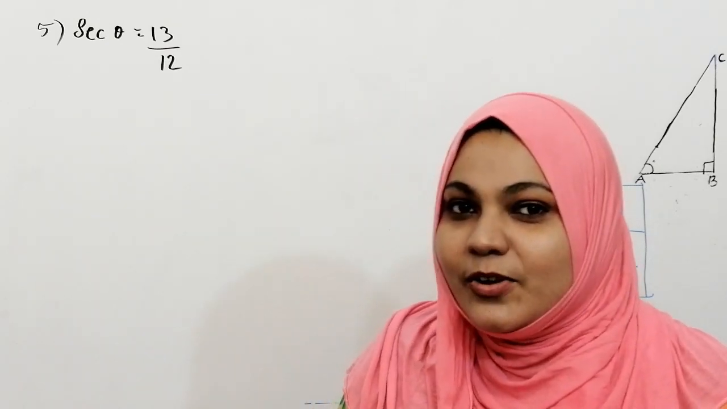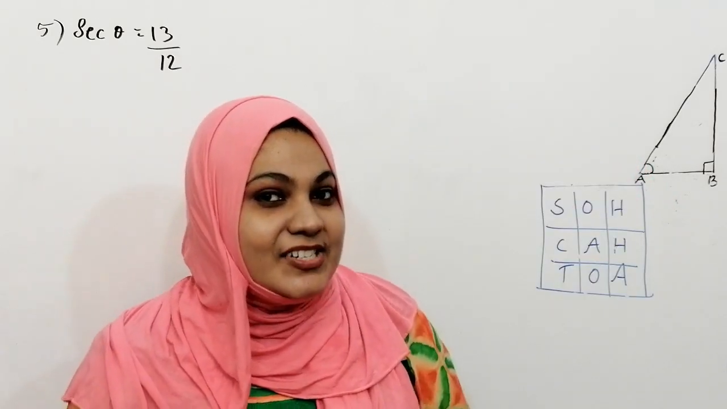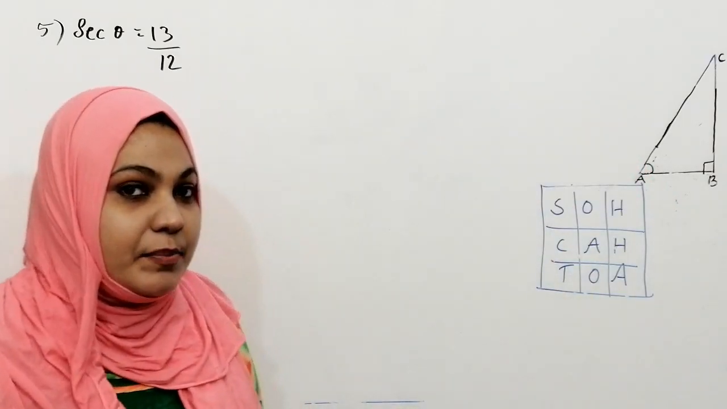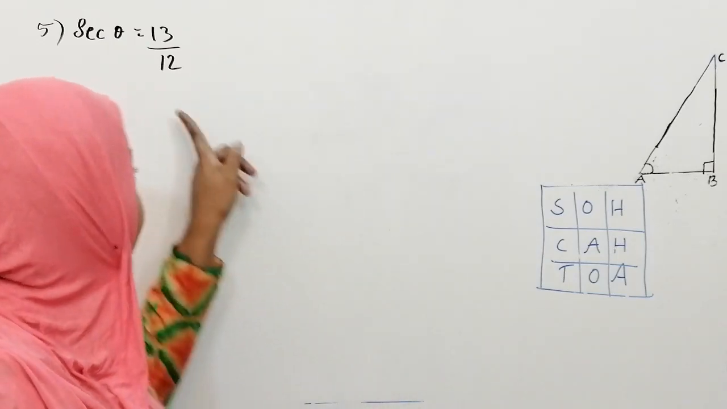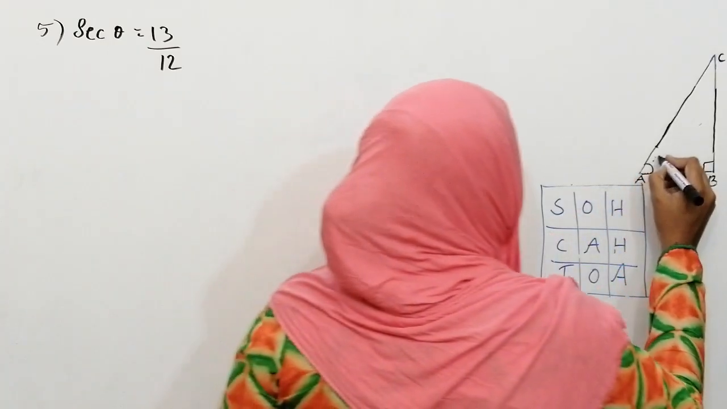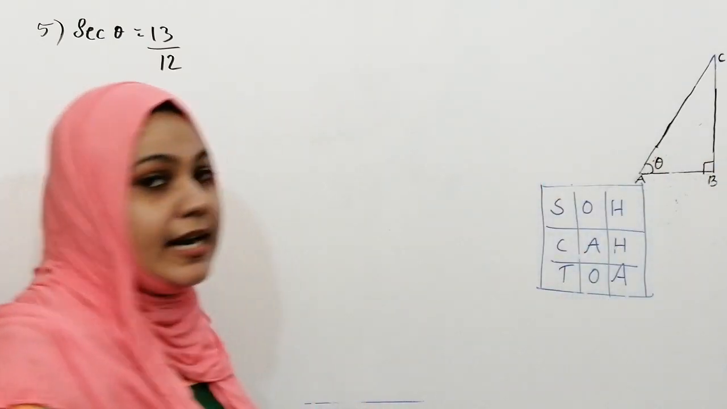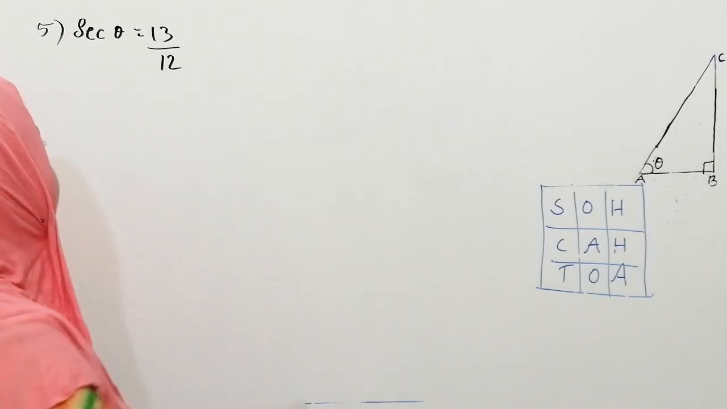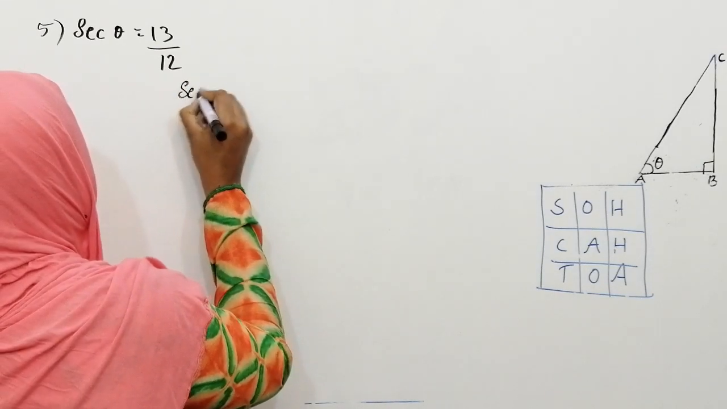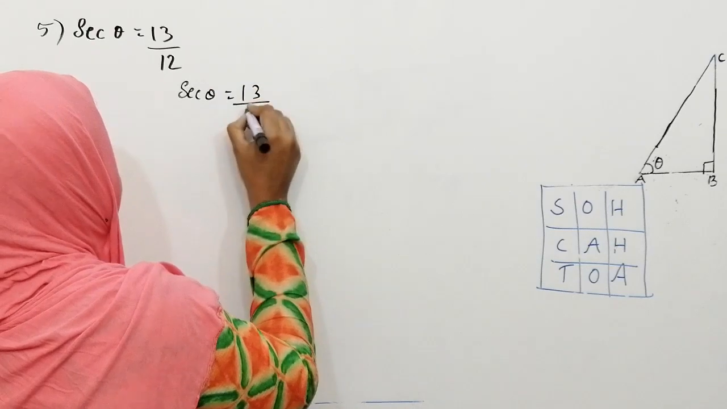So let's start with our question. Let's assume a right angle triangle ABC, right angle at B. So what is our reference angle here? Theta is our reference angle. So let's start with our question. So it's given sec theta is equal to 13 by 12.